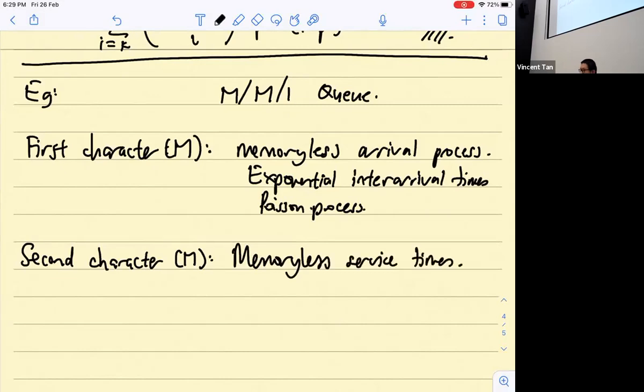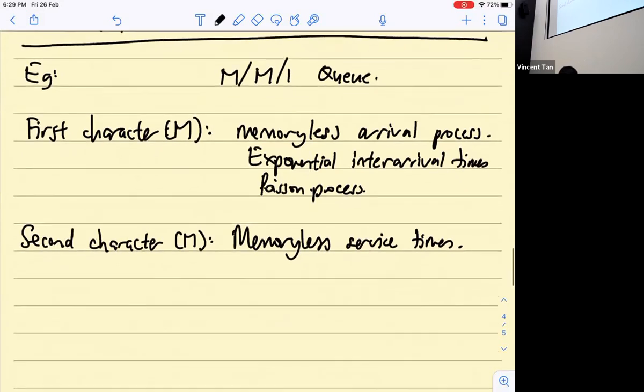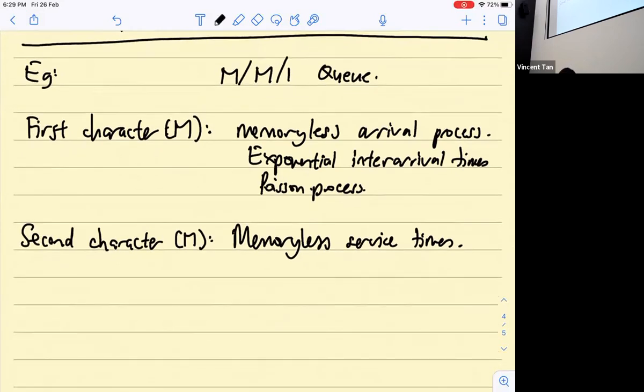So basically, when a customer walks into your shop, you serve him or her, right? When the customer walks into a bank, goes to a certain teller, the teller serves him or her according to a memoryless process, the service process. So this is the arrival process, and this is the service process, slightly different.